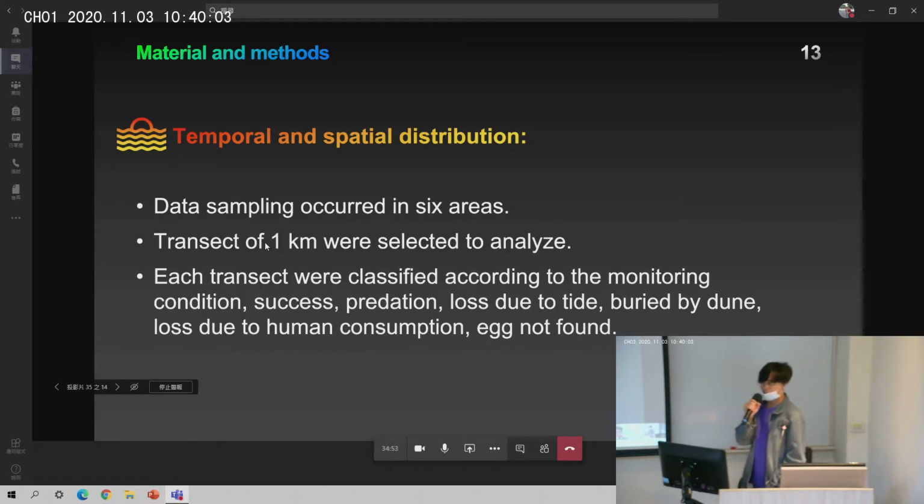Data sampling occurred in 6 areas, which we will mention on the next page. Transects of 1 kilometer were selected for analysis, and each transect was classified according to the monitoring condition. We had success, predation, loss due to tide, buried by dune, loss due to human consumption, and egg not found.